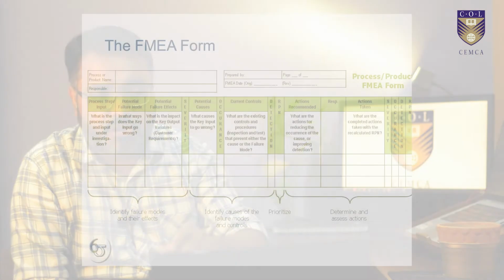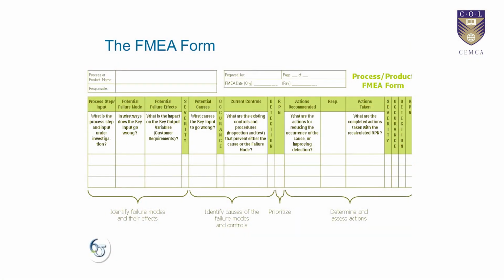And then in the next column, which is RPN, which stands for risk priority number, we multiply the ratings given in severity, occurrence and detection. We multiply these three numbers and we get a final number called RPN. The RPN determines how high the risk is.